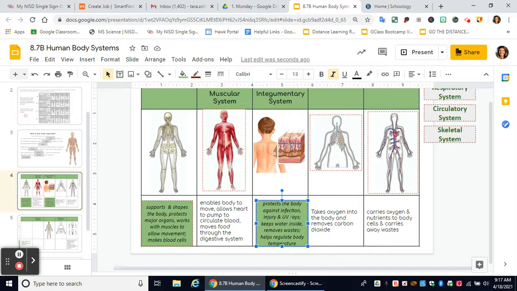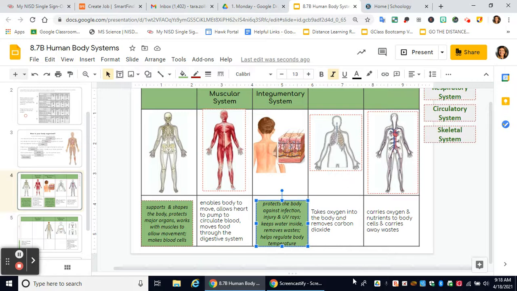It protects against injury and UV rays, so it protects you from those ultraviolet rays from the sun, and keeps water inside your body. Your skin also removes waste through your pores, and of course your skin regulates your body temperature. Your skin actually happens to be the largest organ of your body.